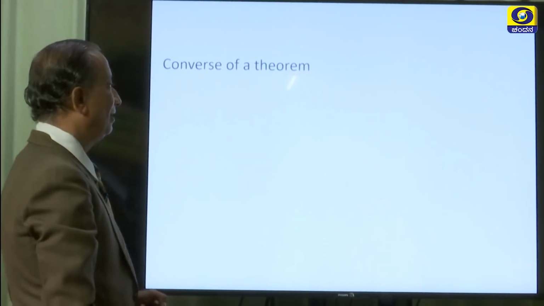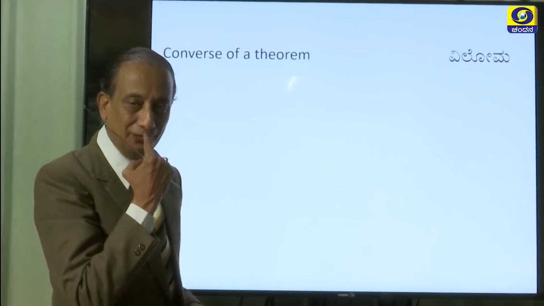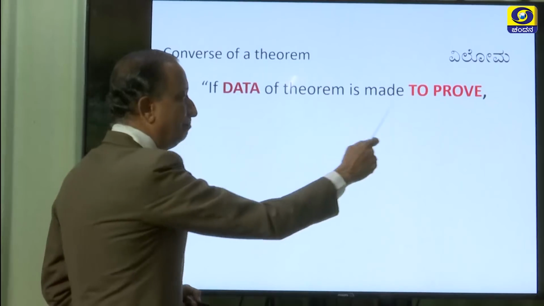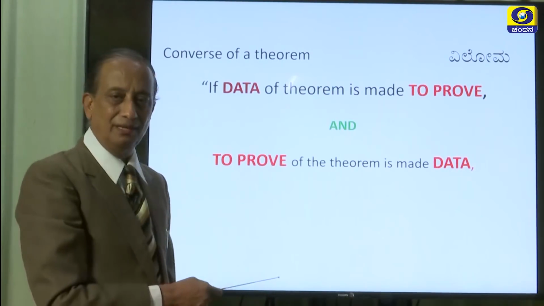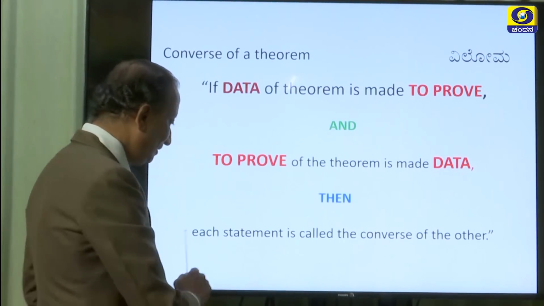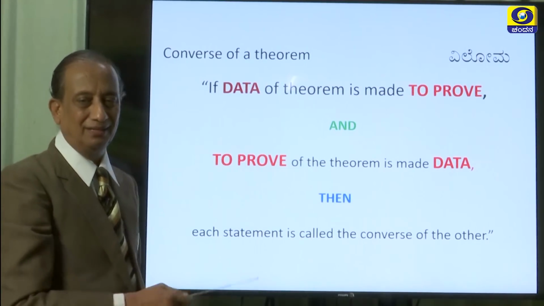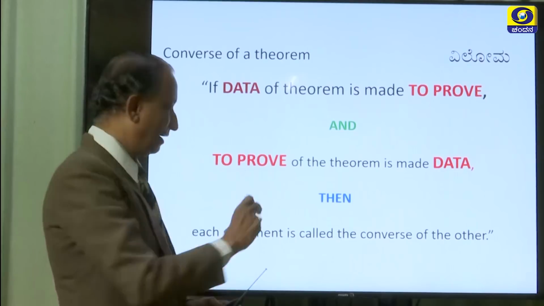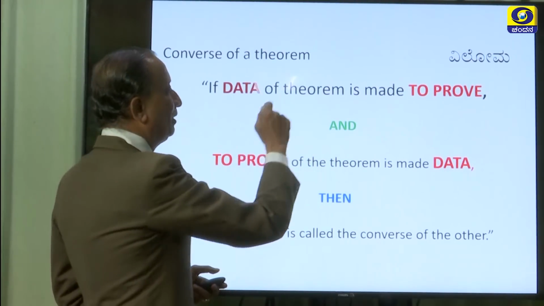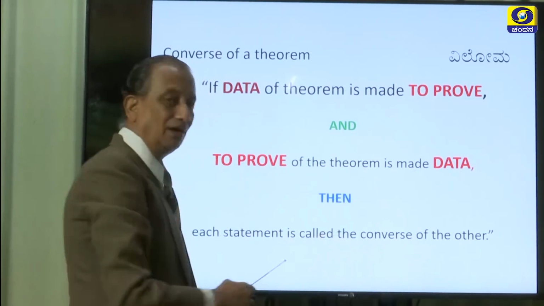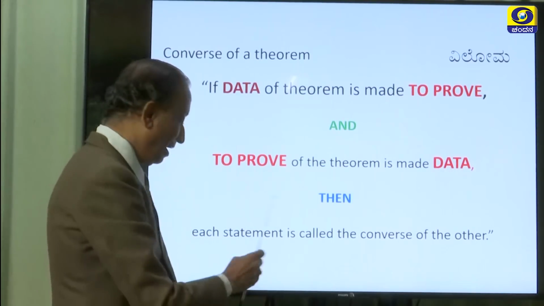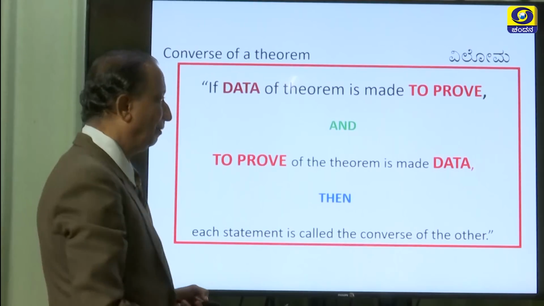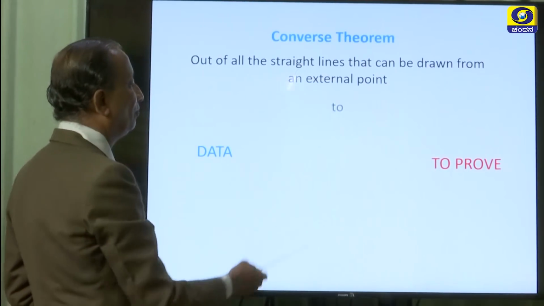So, let us try to understand the meaning of the converse of a theorem. The converse of a theorem can be defined like this: if the data of a theorem is made to prove, and the to prove of the theorem is made data, then each statement is called the converse of the other. Any theorem, any proposition, will have two things: one is the data part, the hypothesis, and the other is the conclusion part. So, data you make it as to prove, and to prove you convert into data, you will get another new theorem, and that is called the converse of this theorem. Now, having understood the meaning of the converse of a theorem, let us try to understand what is the converse to this theorem.